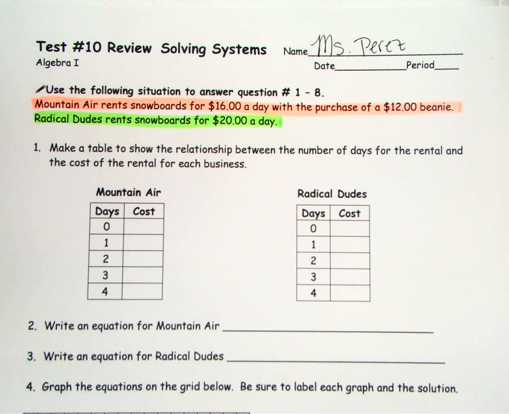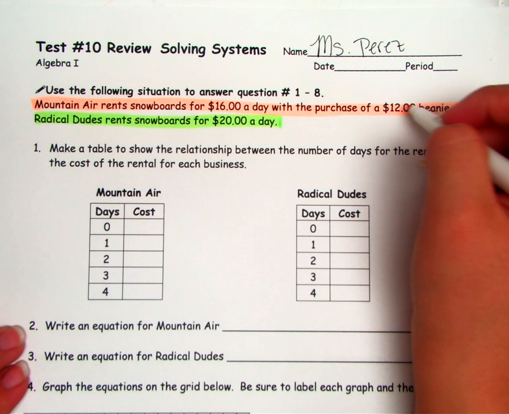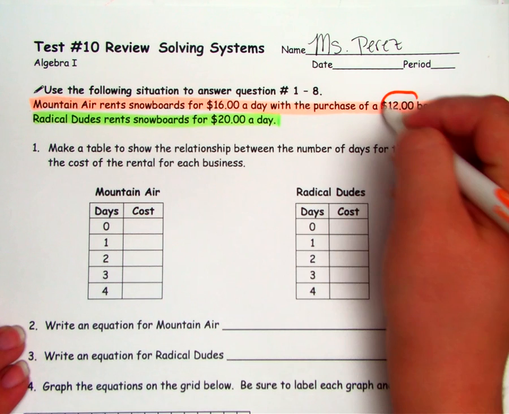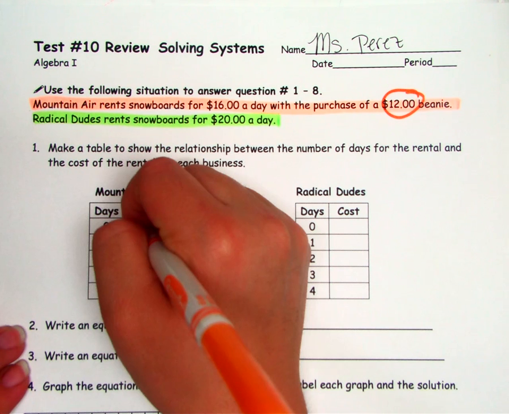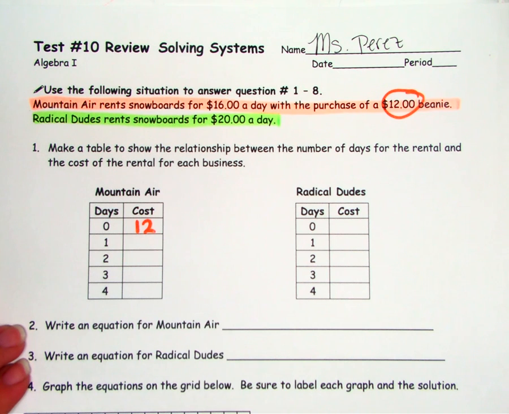Number 1, make a table to show the relationship between the number of days for the rental and the cost of the rental for each business. So for Mountain Air, if I don't rent it at all, will I have to pay anything? No, I don't. But for this problem, we need a y-intercept of 12 for that beanie. So let's say you rented it for half a day or something other than a whole day. You're still going to have that $12 as your fee.